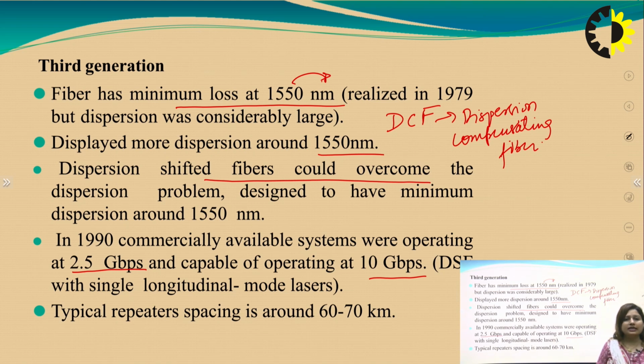Here the laser intensity is very high and the beam is very narrow, as we have single longitudinal mode lasers. Typical repeater spacing here is much greater than the second generation, which had 50 kilometers. Now we have repeater spacing of around 60 to 70 kilometers.